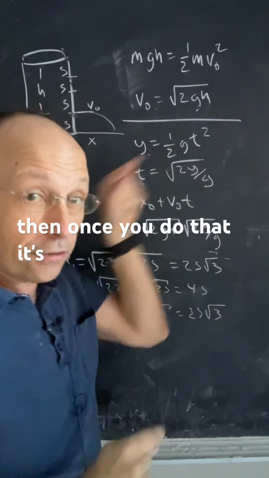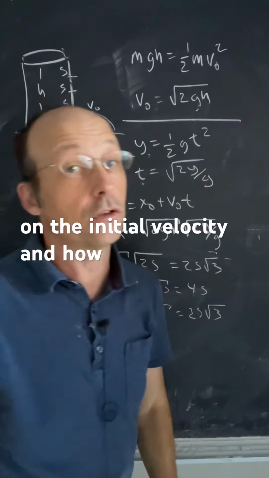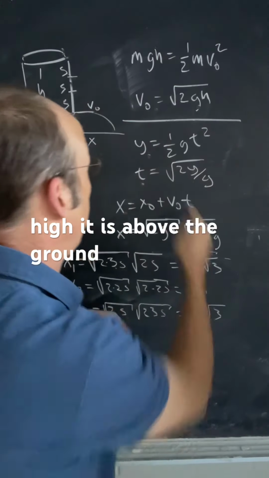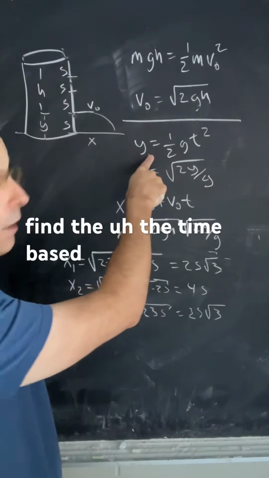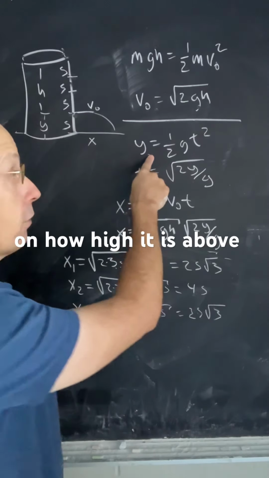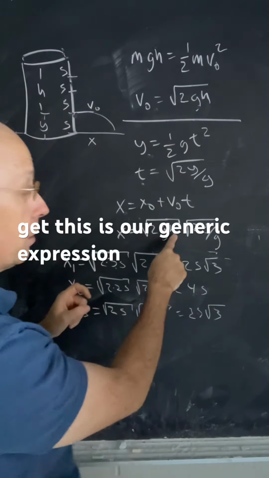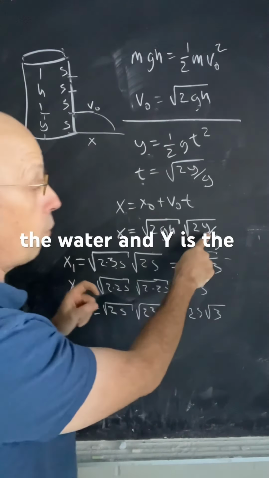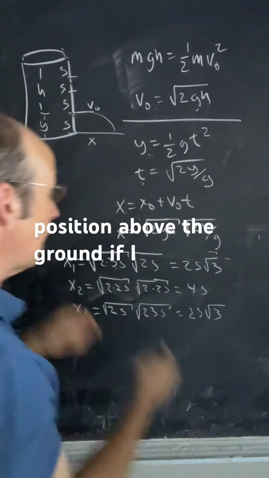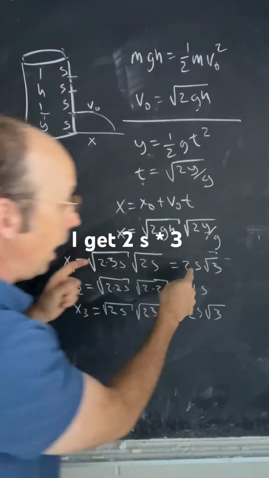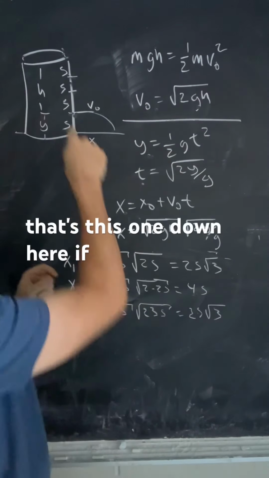Then once you do that, it's normal projectile motion, so it depends on the initial velocity and how high it is above the ground. We can use the vertical to find the time based on how high it is above the ground, and then plug that into the x equation, and we get this is our generic expression where h is the depth below the water and y is the position above the ground. If I plug in my values for x1, I get 2s times the square root of 3. That's this one down here.